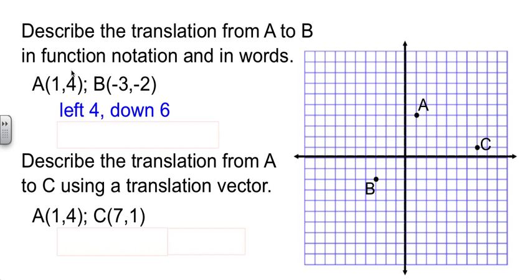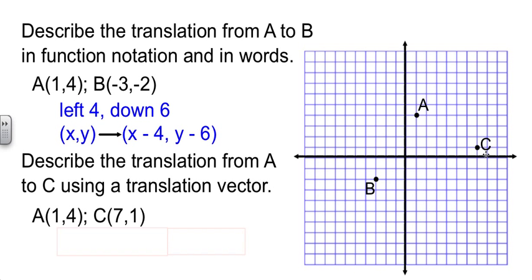Now, how do we write this in function notation? (x, y) goes to (x - 4, y - 6). Function notation is not really that hard to do once you have the words. It's a piece of cake.